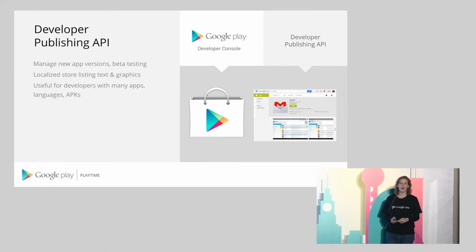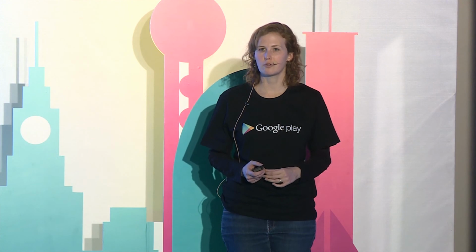One common request that we had from developers, especially those who have a large number of apps or a large number of languages, is that updating their apps was getting pretty time consuming. So if you're spending a lot of time doing updates, especially if you have a lot of apps or a lot of translations into different languages, the developer publishing API may be helpful for you. It's able to upload your APKs, you can manage alpha and beta testing, you can upload your localized graphics and text, and it can be very helpful to make sure that you don't make any mistakes in the publishing process and that you can spend more time building great apps and games rather than uploading them.